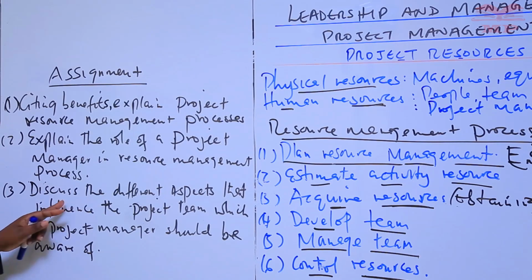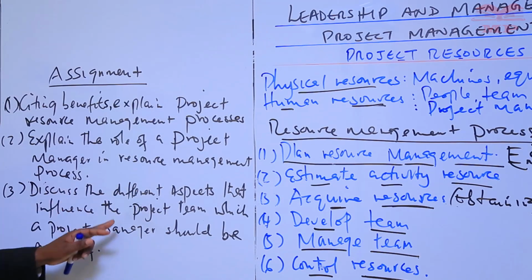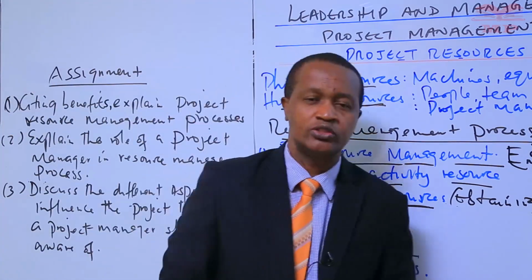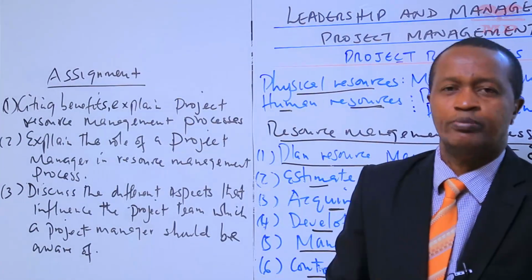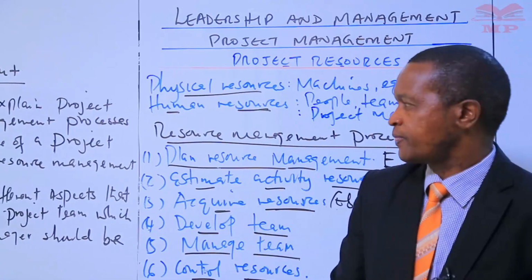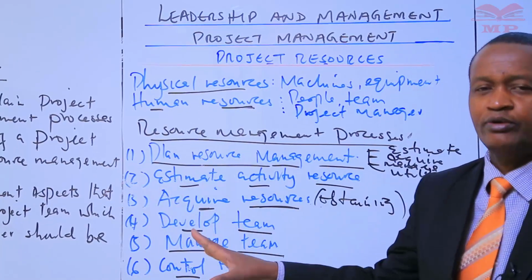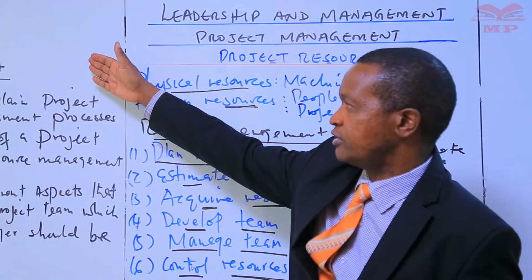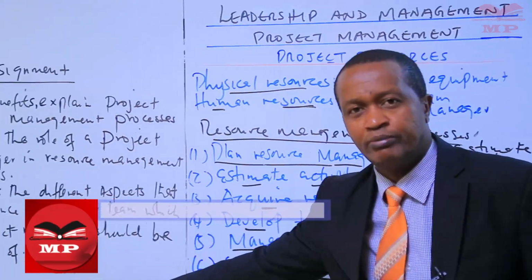Question 3, discuss the different aspects that influence the project team which a project manager should be aware of. These are 3 questions. When answering these questions, please ensure that you don't read or copy from the notes. Make sure you go through the video one more time, write the notes, then close your book. See if you can comfortably answer the questions from your memory.